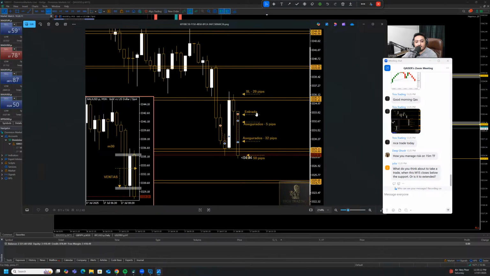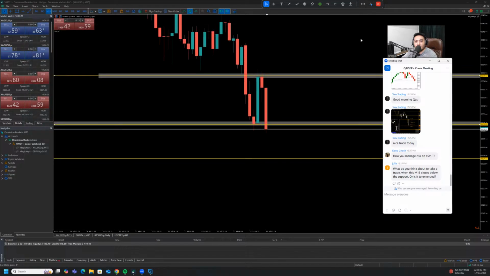5 pips entry. Okay, and then just secure like 32 pips and leave the rest. Wow, what a beautiful job managing the trade actually. Very nice, very nicely done.